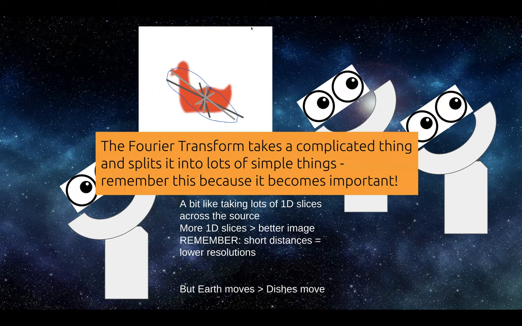And just to go back to what we're talking about here, here are my drawings. The Fourier transform takes a complicated thing and splits it into lots of simple things. Actually, I just copied and pasted it. I should remove the bit about remembering this because it's important, but that's basically what we're doing, right? So what we're doing here is we're taking lots of simple 1D slices of where the radio emission is coming from on the sky. And then we're creating an image by just putting lots and lots of 1D slices on top of each other. If you've ever done any Fourier analysis, you'll know what I'm talking about. But that is basically how we make radio images using interferometry.